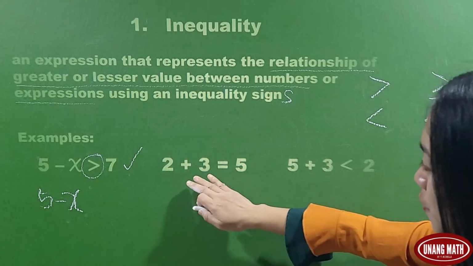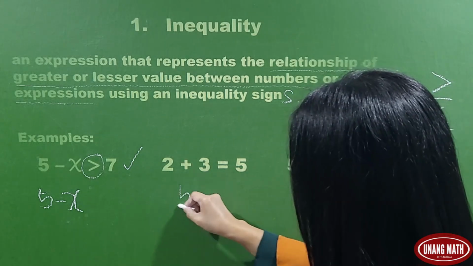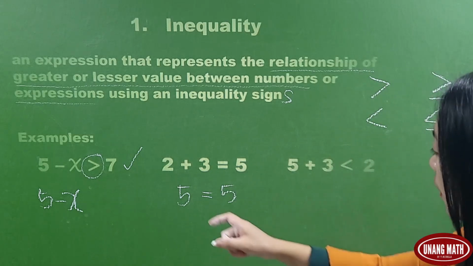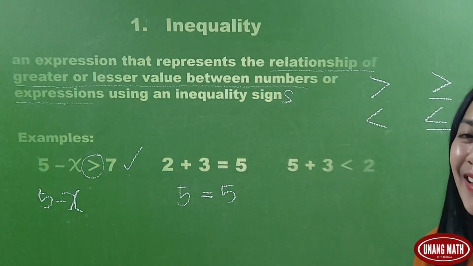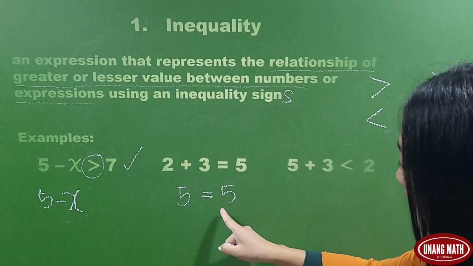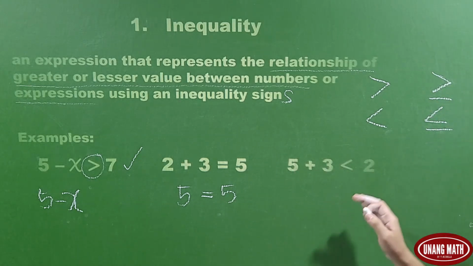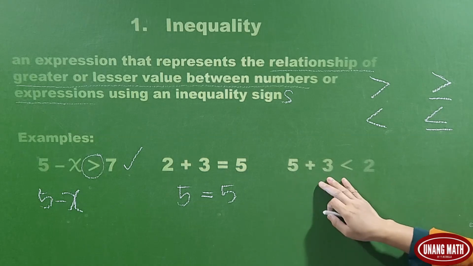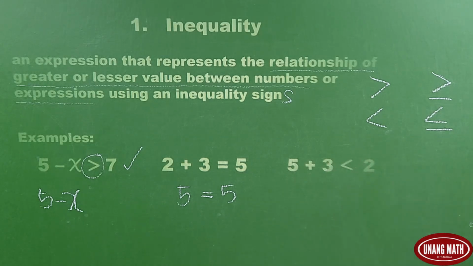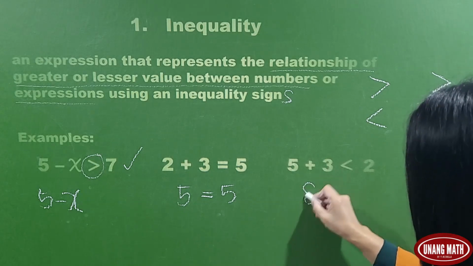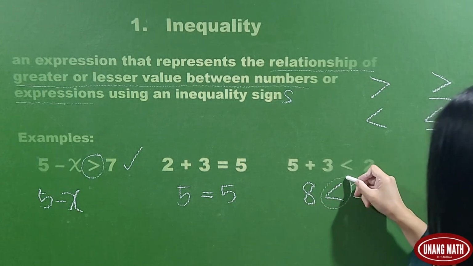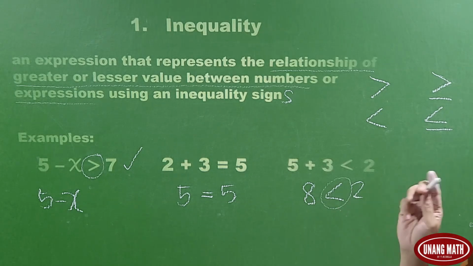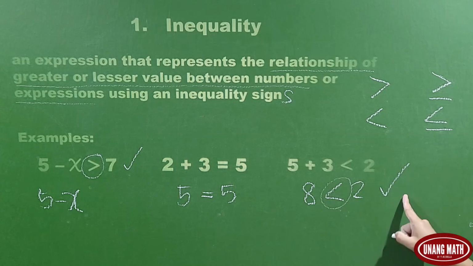What about the second one? 2 plus 3 equals 5. 2 plus 3 is 5, so 5 is equal to 5. We don't have an inequality sign, but we have an equal sign. This is not an inequality, but this is an equation. For this third one, 5 plus 3 is less than 2. 5 plus 3 is actually 8. 8 is less than 2. This is actually wrong, but since we have an inequality sign here, this is still considered an inequality.